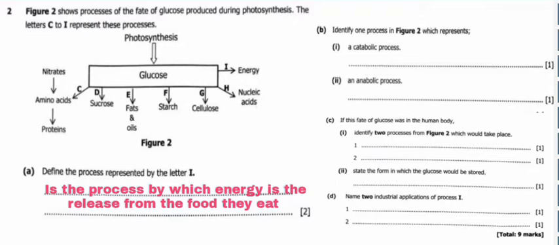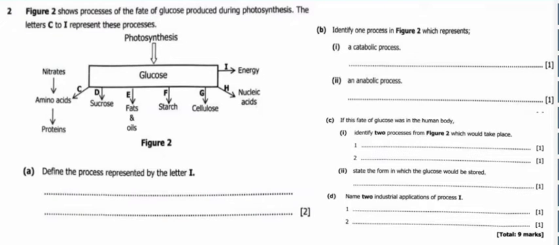Question B. Identify one process in figure 2 which represents a catabolic process, and Roman numeral 2, an anabolic process. So catabolic and anabolic are the two types of metabolism. Metabolism is the sum total of all chemical reactions that occur in the body, and metabolism is controlled by enzymes. Now kata means to break down, then ana means to build up. So catabolism is the process by which large molecules are broken down to form smaller molecules.